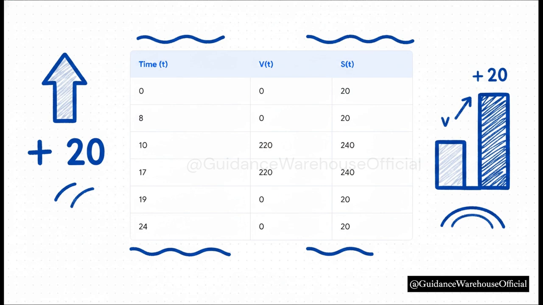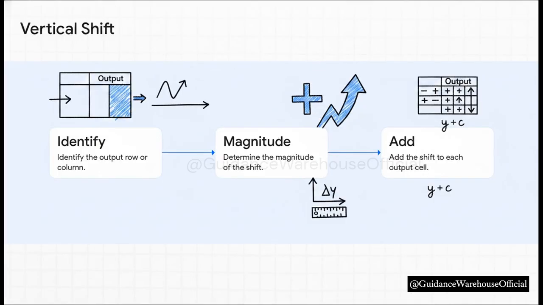If you look at this data, the input, the time, stays exactly the same, but every single output value, the airflow, simply increases by 20. The entire graph literally just physically moves up 20 units. That's it. So, if you ever need to create a vertical shift on a table like a real mathematician, just follow these 3 straightforward steps.